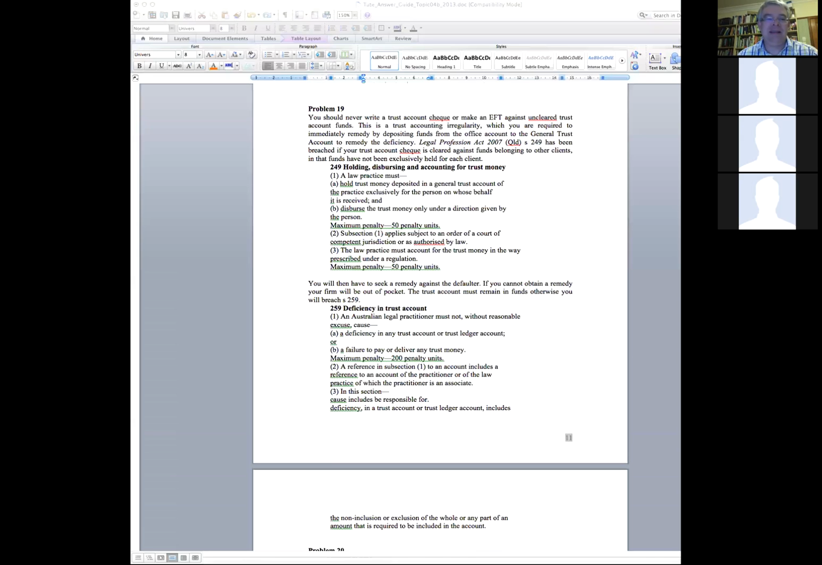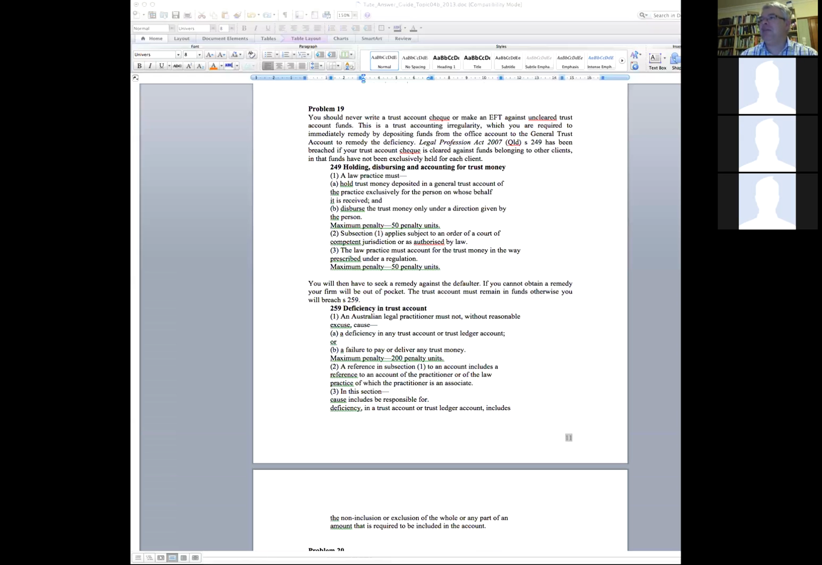You actually are required to remedy that deficiency from your own personal funds, from the firm's money. So you can imagine, if there are substantial amounts, this sort of error can be quite costly. So you want to make sure you never do this.